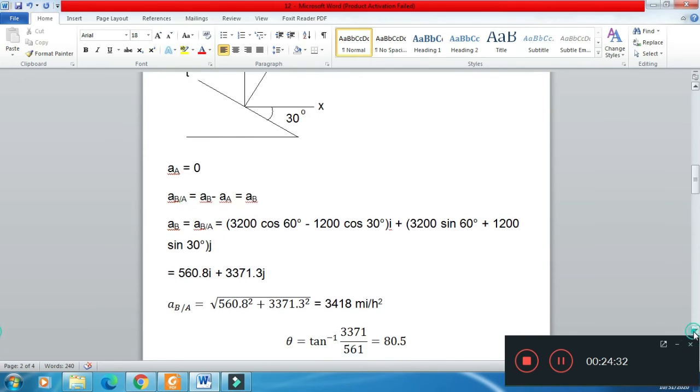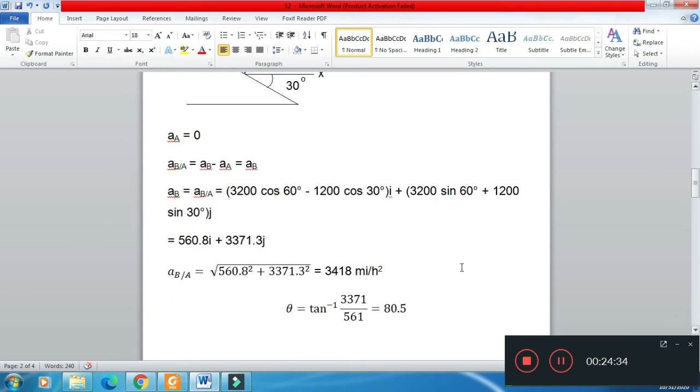Then we find the magnitude of acceleration of B with respect to A, or the magnitude of acceleration of B. Both are same because there is no acceleration of A. We take squares and then the square root, and we have 3418 miles per hour squared.